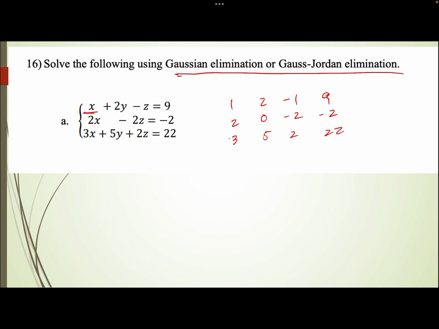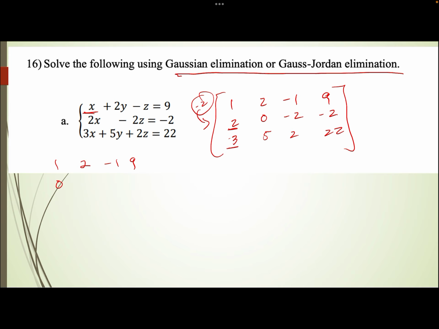So the reason I want a 1 in the top here is so that I can use it to make these 0. So I'm going to times this by -2 and add it to here. So the row I'm not changing is the top one. So let's just write that one. And I do -2 times 1 plus 2. And that gives me 0.